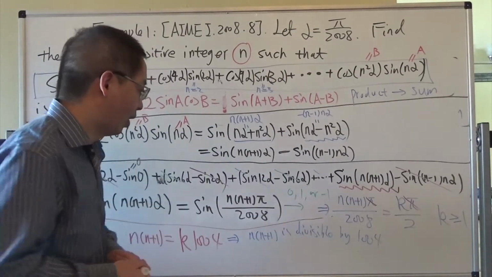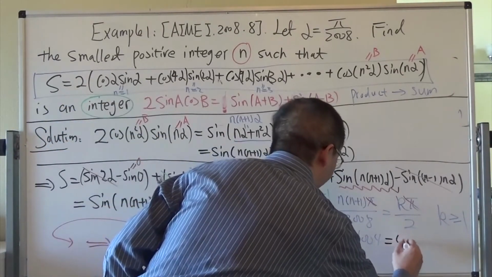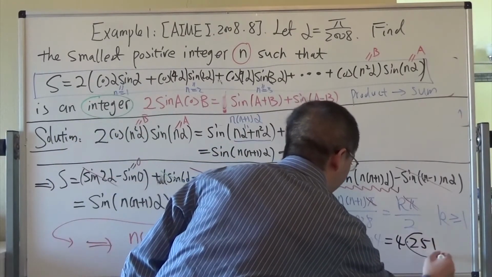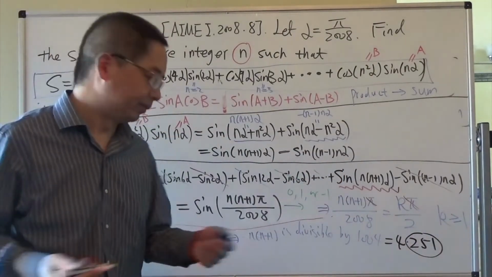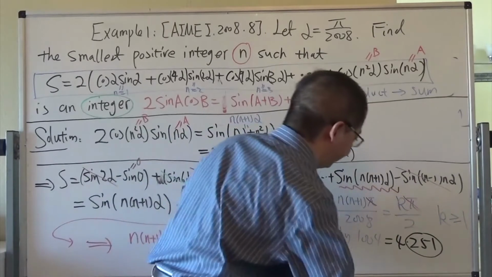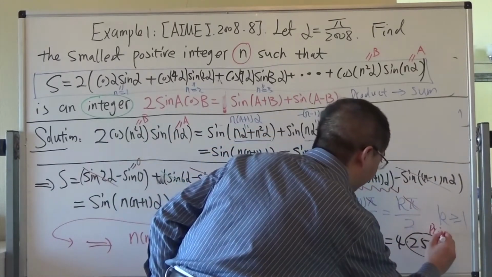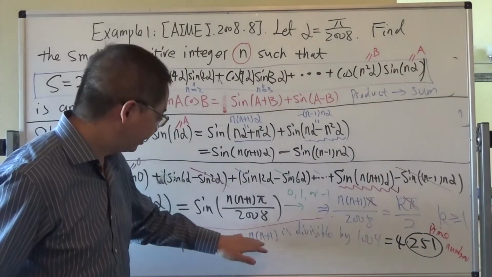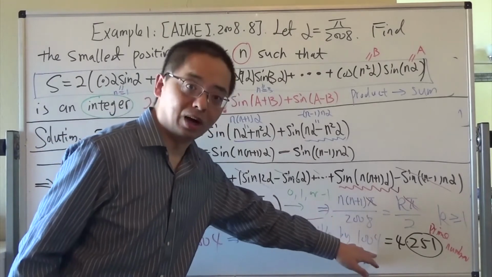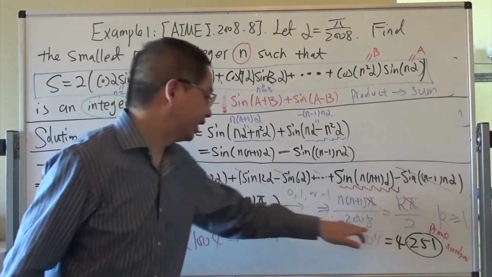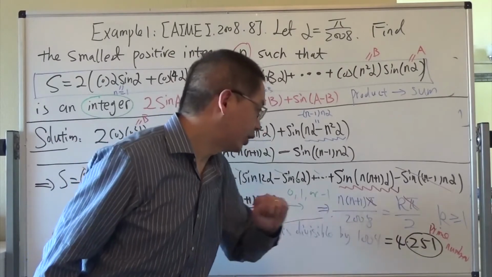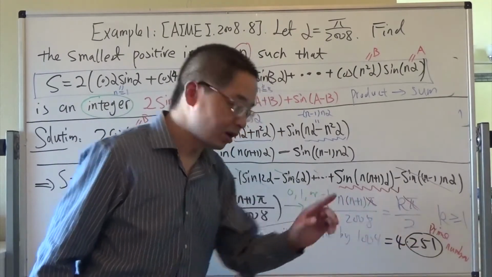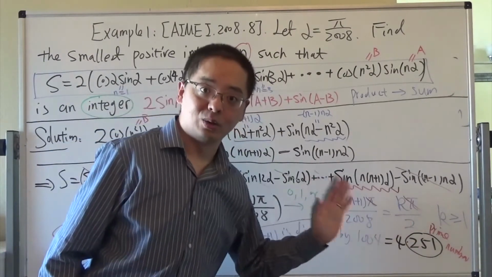Alright, now let's factorize 1004. This one equals 4 times 251, and 251 is a prime number. So we want n times n plus 1 to be divisible by 1004. It is equivalent to saying this is divisible by 4 and 251. But 251 is a prime number, so this product being divisible by 251 means one of them is divisible by 251, right?